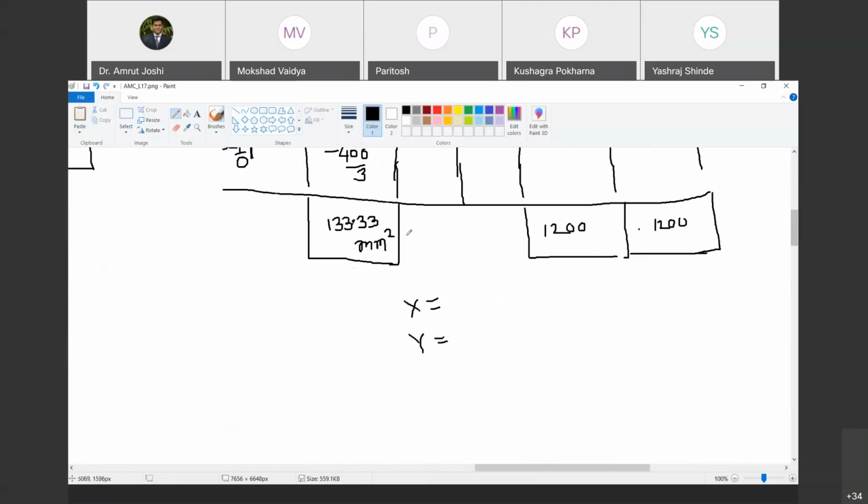So now tell me what is X bar? 1200 divided by 133.33. How much? 9.0002. 9. So 9 mm. Yes. Are you with me? And Y also is 9 mm. So CG is located in the first quadrant. X equal to 9 mm. Y equal to 9 mm. Not mm. I am very sorry.